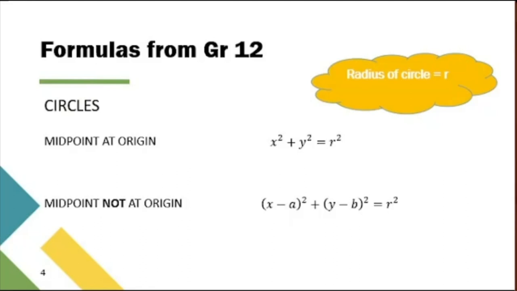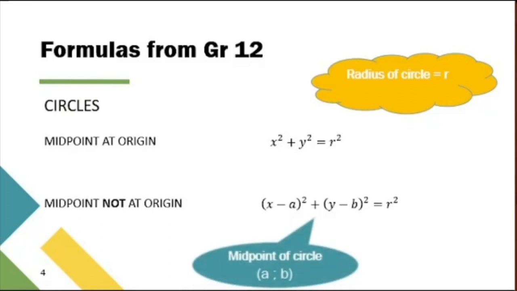Our grade 12 formulas that we have learned this year have got to do with circles. I've got two formulas to determine the equation of a circle. If the midpoint of the circle is at the origin, so it's at 0, 0, we can use the equation x squared plus y squared equals r squared. Please remember the radius of the circle is only r and not r squared. And if the midpoint is not at the origin, we use the formula (x minus a) squared plus (y minus b) squared equals r squared. And remember, the midpoint of the circle is then the coordinate (a, b).